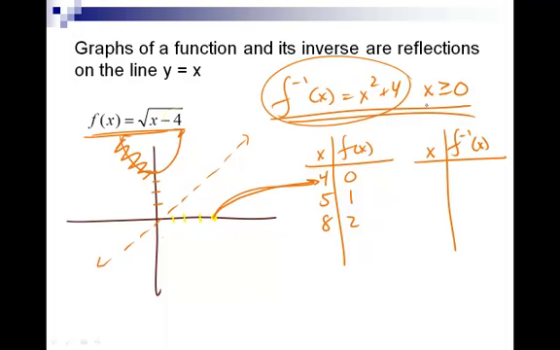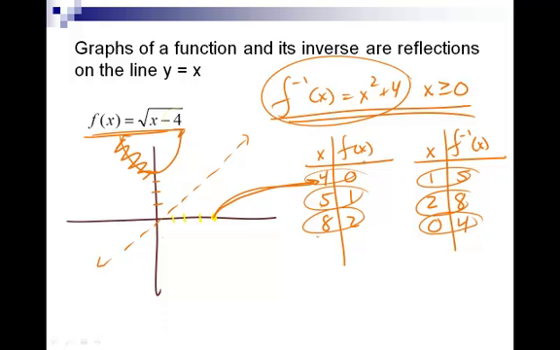and look what happens. When x is 1, I get 5. When x is 2, I get 8. When x is 0, I should have done that first, I get 4. Do you see how the ordered pairs have all switched position? 4, 0 became 0, 4. 5, 1 became 1, 5. 8, 2 became 2, 8. So literally, an inverse function is simply a function where the x and y have just literally switched position.